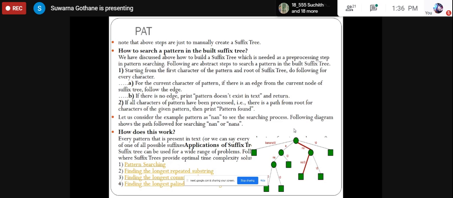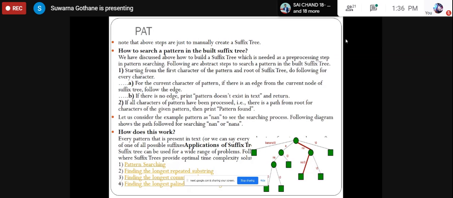Now from this, suppose in banana you are interested to find NANA or NAN or NA, okay. This sub pattern can be found easily. So how do we try to find this? We can find it by starting with the root node. See here, some steps have been given to find the element. Starting from the first character of the pattern and the root, we have to perform the following steps.